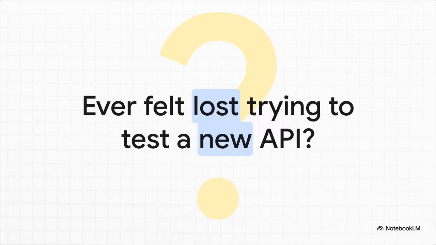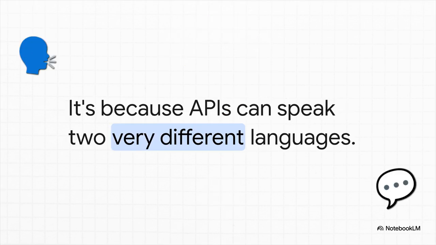So, have you ever been there? You open up a brand new project, you're looking at the API docs, and you just feel completely lost. You try to send a request, and nope, it fails. You try again, fails again. It seriously feels like you're trying to speak a foreign language. Well, here's the thing. That's because you pretty much are.